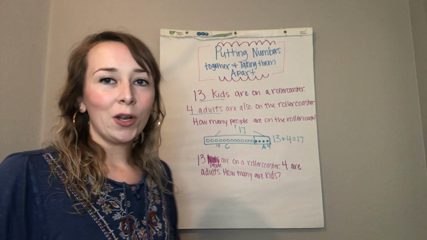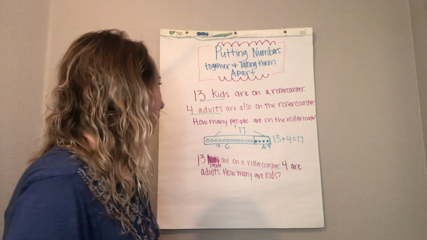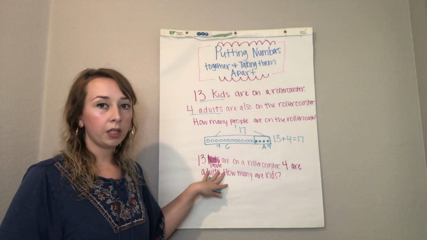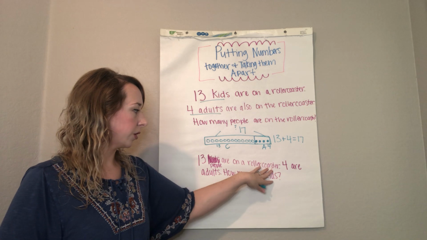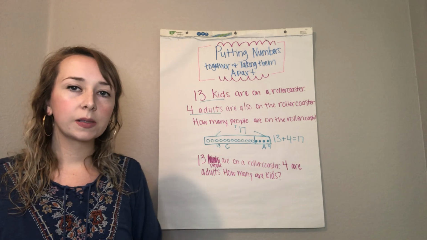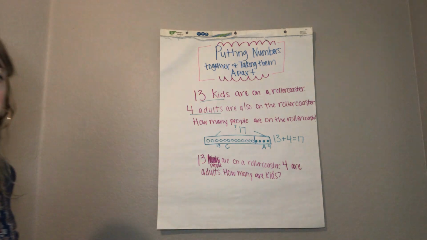So this next one, we're also going to do together. It's a little bit tricky, so stick with me here. This one is 13 people are on a roller coaster. 4 are adults. How many are kids? I'm going to give you just a second to reread that problem.